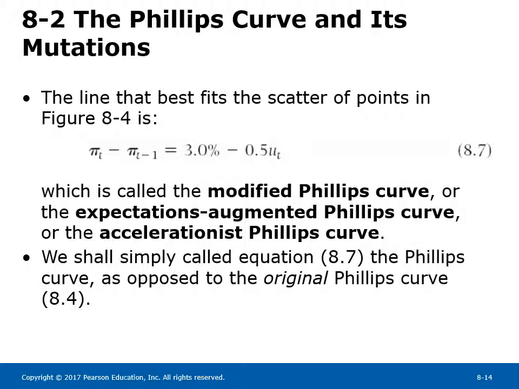Equation 8.7 shows the modified Phillips curve, or the expectations-augmented Phillips curve, or the accelerationist Phillips curve relation for the period 1974 to 2004. It shows a negative relation between unemployment rate and change in inflation rate, as opposed to the original Phillips curve relation between unemployment rate and inflation rate.